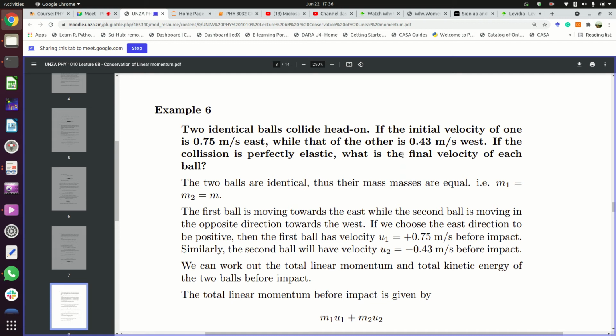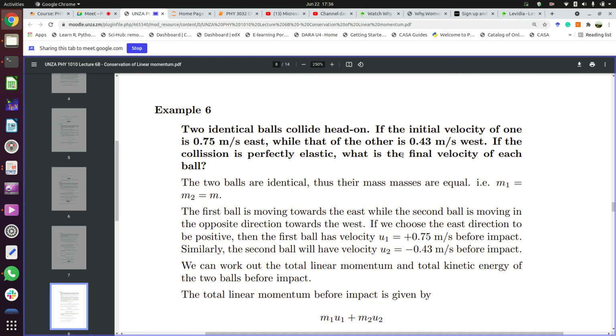Because if we have to work out velocities, if we have to work out linear momentum, then we need to know the mass and the velocities. And you've been given the velocities, but with the directions in which these motions are happening. The first object is moving with a velocity of 0.75 meters per second east, and the other one is moving with a velocity of 0.43 meters per second west. So we know east and west are basically opposite of each other.